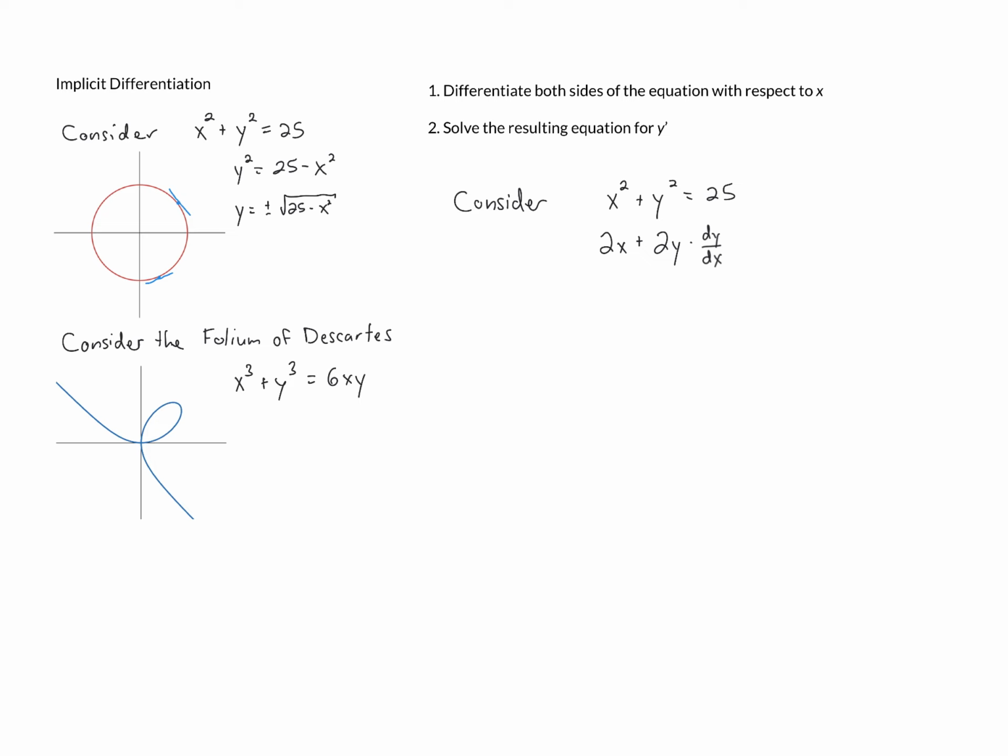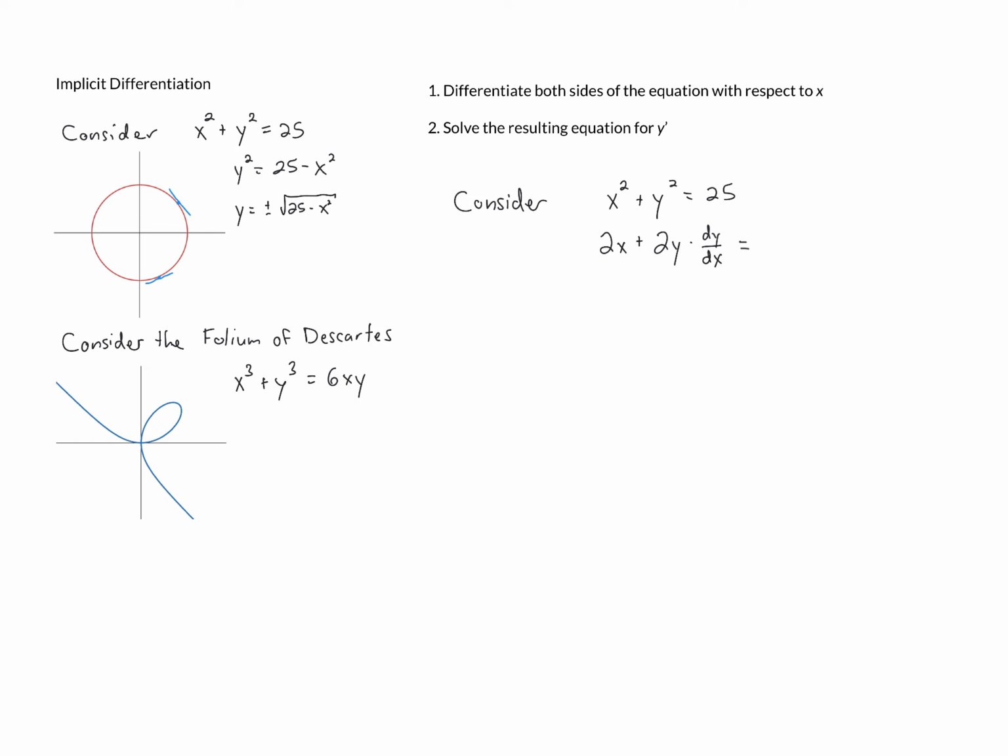Truly, either one is fine. Let's do dy over dx for this first one, and then maybe we'll jump to y prime in the future. So that's what happens on the left-hand side. The derivative of x squared with respect to x is 2x, and then the derivative of y squared with respect to x is 2y times dy over dx.